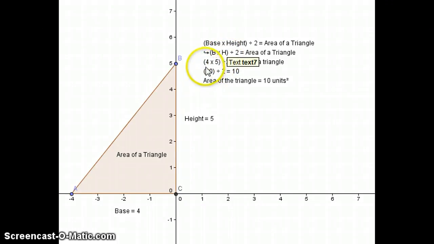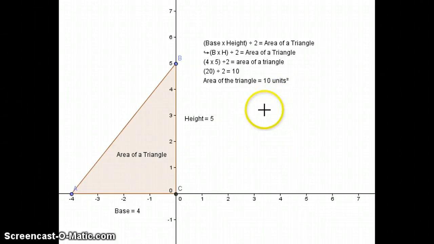And I have the base of 4 times the height of 5 divided by 2 gives me the area. Now I'm going to simplify that, and I'm actually going to take 4 times 5, which equals 20, and then I'm going to divide 20 by 2, and that's going to give me 10. So I now know that the area of this triangle is 10 units squared.